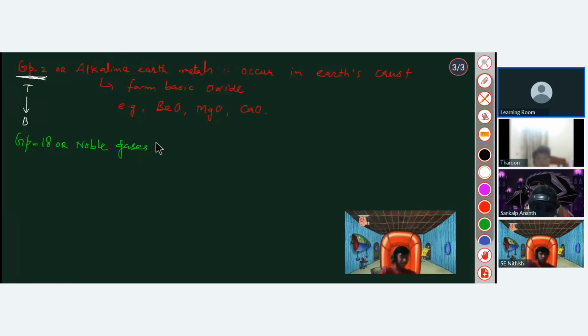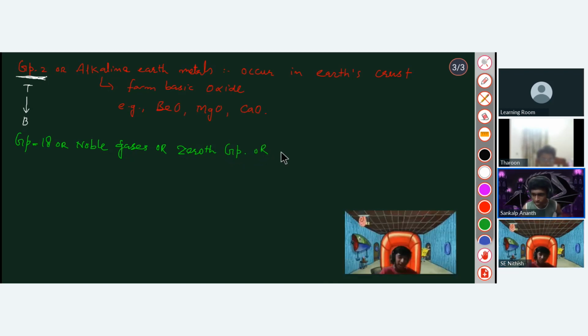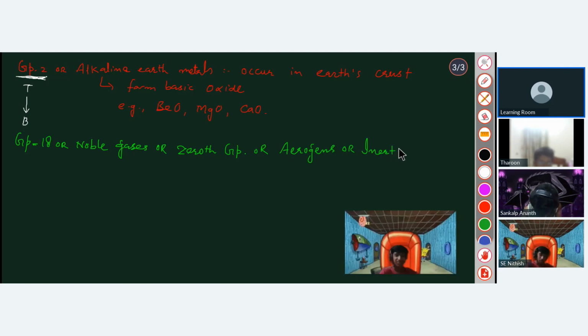These are known as noble gases. They are also known as zero group elements, and as aerogens. They were earlier known as inert gases. There are so many names for this.